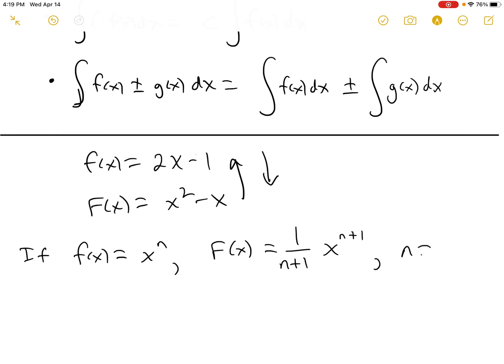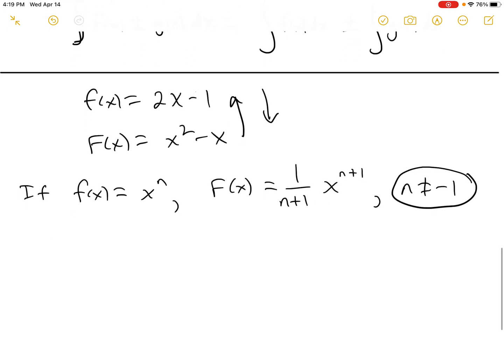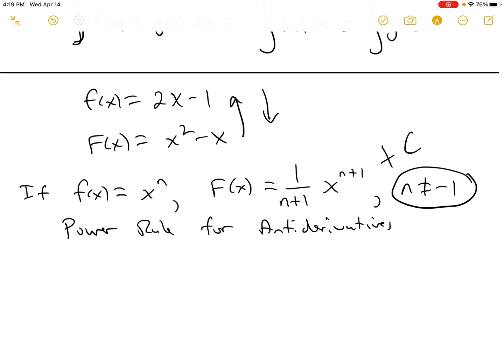And n can't be -1. Otherwise, this is undefined. So this is the power rule for antiderivatives. Okay, and you always have your plus C out there, right?